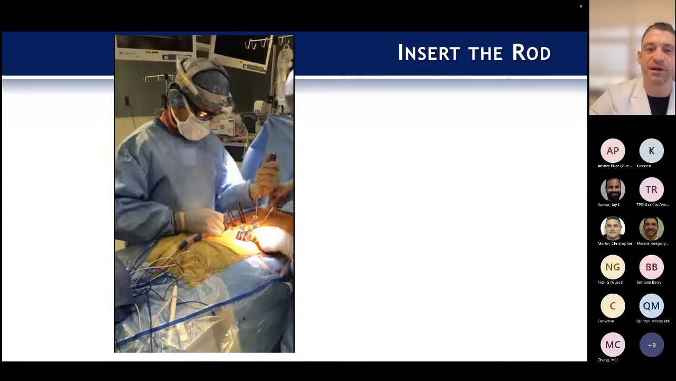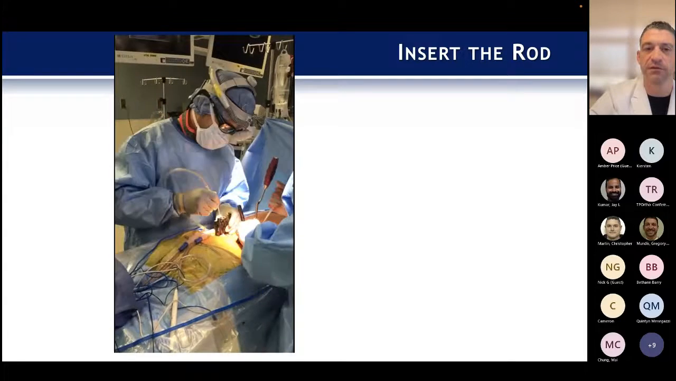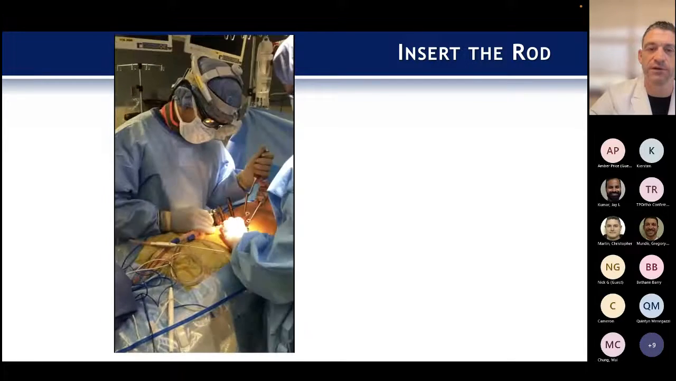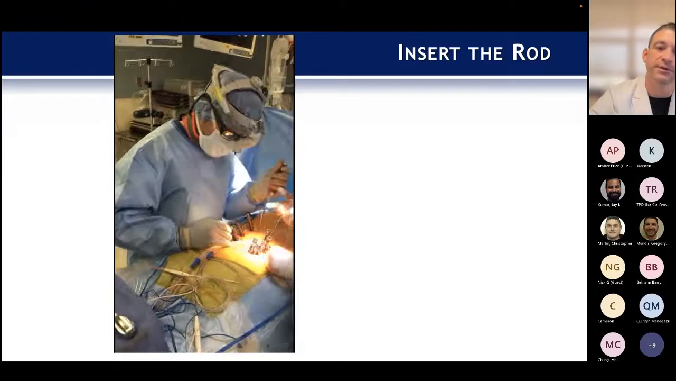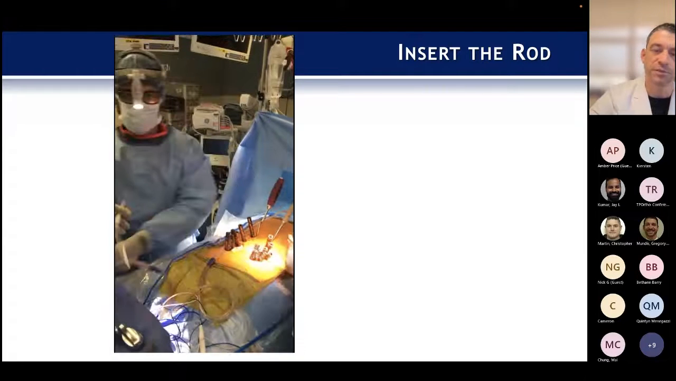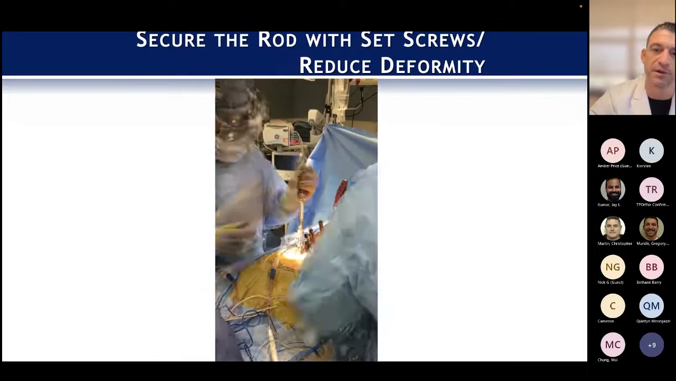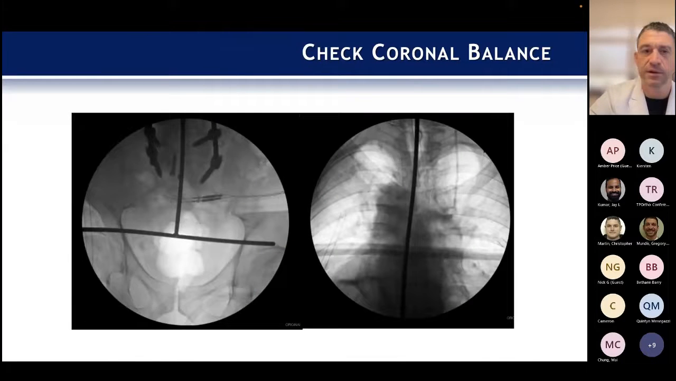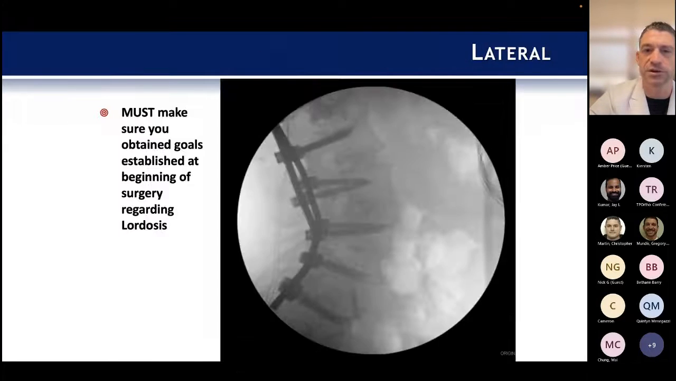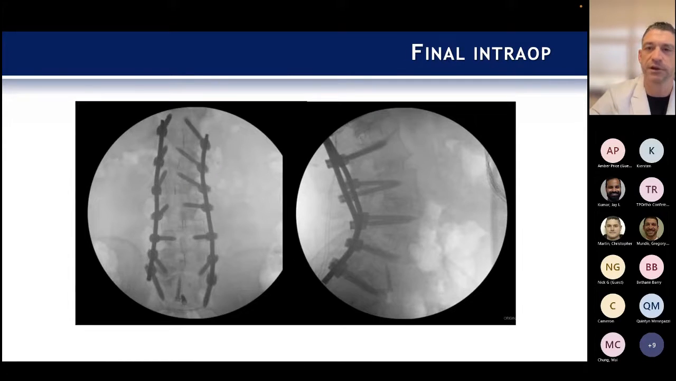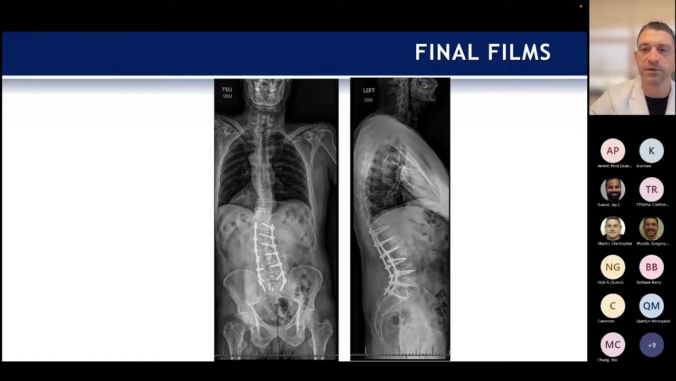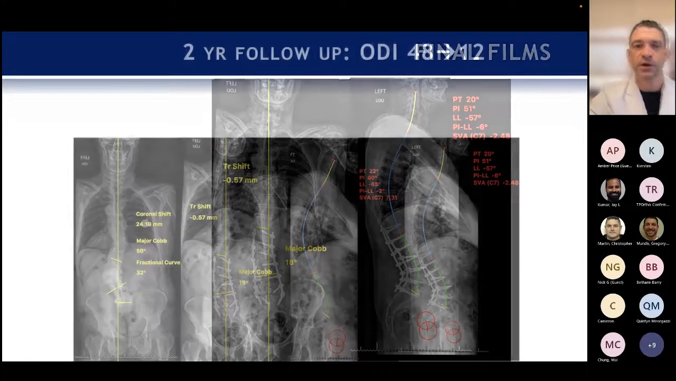Then this is placing the rod, again, level by level, making sure that you're in all the different Phillips heads. Usually sits pretty good. And then placing your set screws, reducing the rod into the screws, and then checking your T-square again, make sure you didn't alter anything. Check your lateral, make sure you're happy with the lordosis that you created. Here's your final intra-op and final post-op. So, cool.